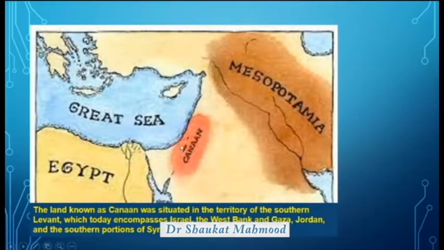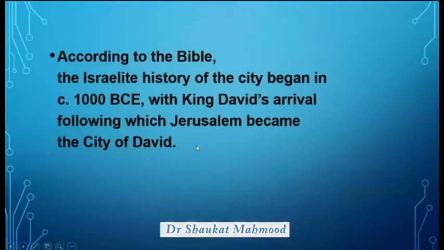So then another important civilization of that time was Egypt, and the other important civilization was Mesopotamia. And so it was not difficult for the Egyptians to go to Canaan and occupy the city of Jerusalem. According to the Bible, the Israelites' history of the city began in 1000 BCE with King David's arrival, following which Jerusalem became the city of David.